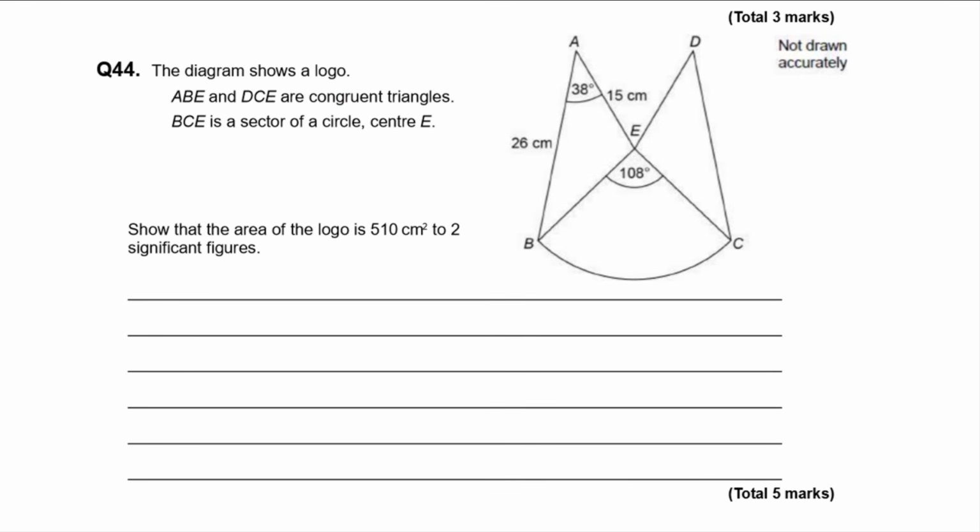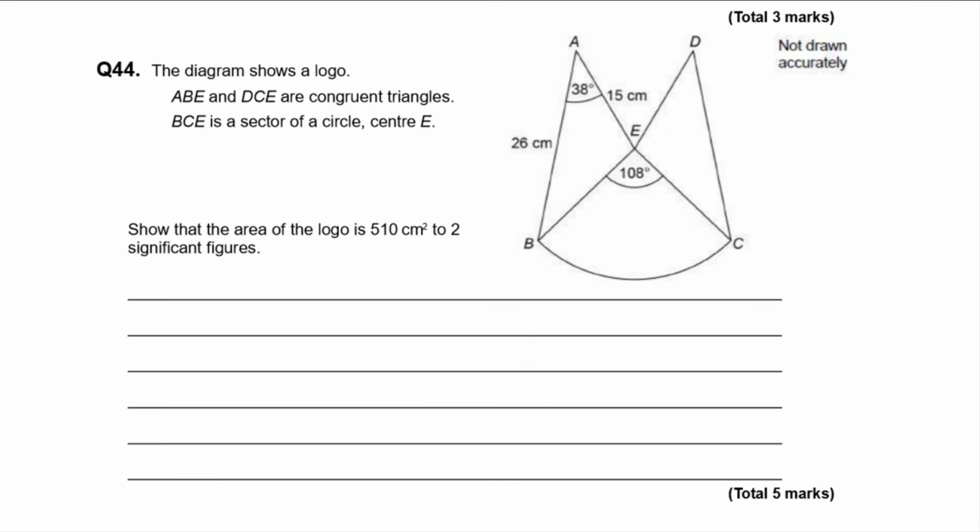86.4. Question 44. The diagram shows a logo. ABE and DCE are congruent triangles. BCE is a sector of a circle center E. Show that the area of the logo is 510 square centimeters to 2 significant figures.